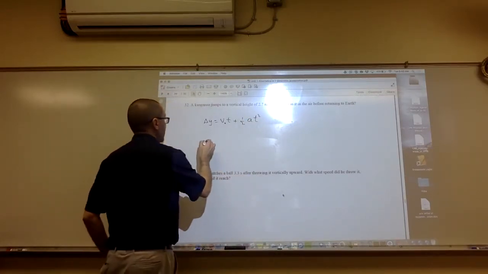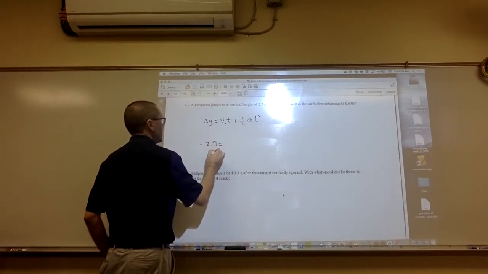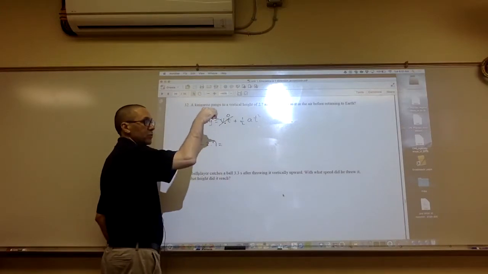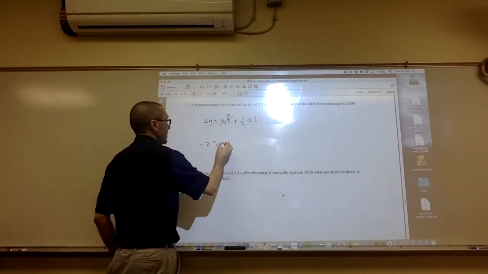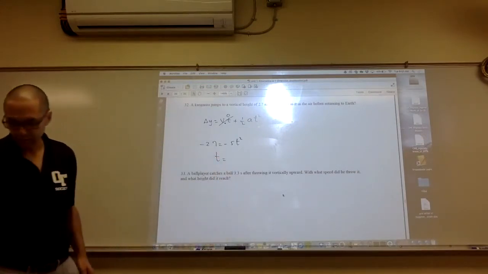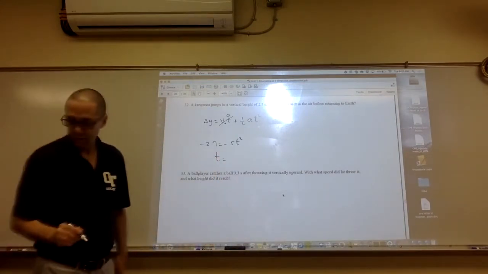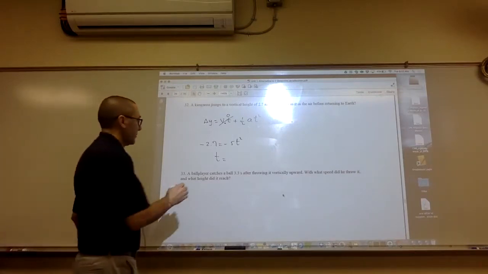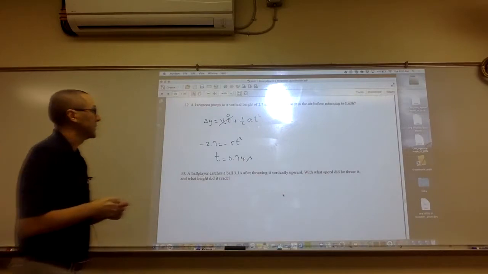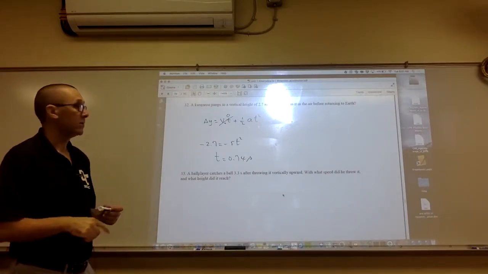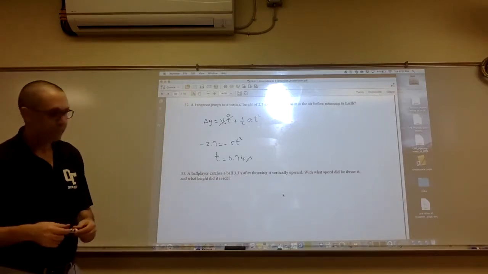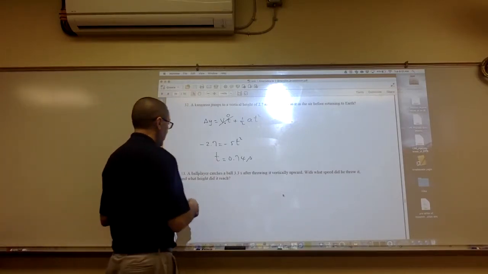All right, so this is going to be negative 2.7 equals, now we're looking at it from the top down, so it gets to the top and it starts from rest. It equals negative 5t squared. And if we do the math here, we should get 0.735, so 0.74 seconds. Now, that's only on the way down. On the way up, it takes the same amount of time, so you double that and you get 1.47, 1.48 seconds.